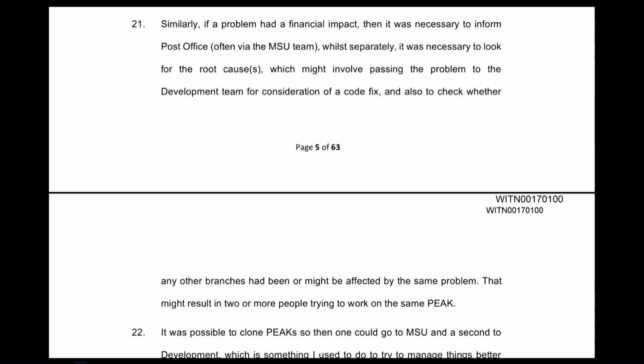Yes. What was the difficulty caused by 2 or more people working on or trying to work on the same peak? I suppose basically you were meant to be working on the peaks that were allocated to you, and if it was allocated to somebody else, then it wasn't allocated to you. I think we saw in that previous call that Catherine passed the call over to development for their comments, so Martin McConnell did some work on it, and it was only after he had then passed it back that she passed it to MSU for them to notify Post Office of the problem.